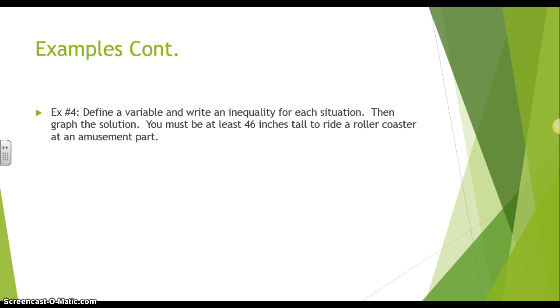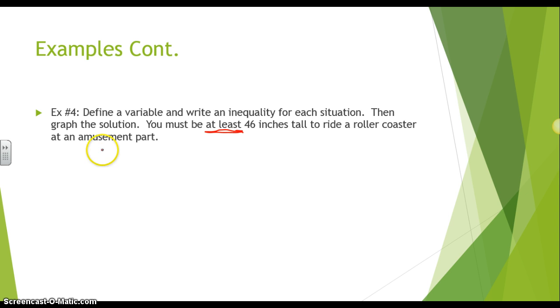My last example for this slide, we are going to be defining a variable and writing an inequality for the situation. Then we're actually going to graph it. So it's going to combine everything we just worked with all together here. So this says you must be at least, that is a key word here, 46 inches tall to ride a roller coaster at an amusement park. So that means you have to be at least 46 inches, which means you can be 46 inches or taller to ride the roller coaster.